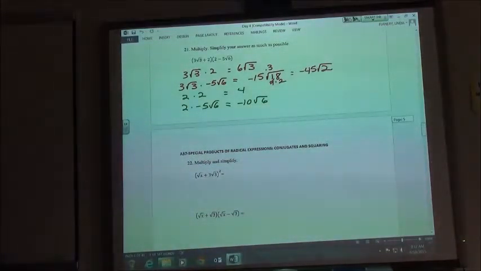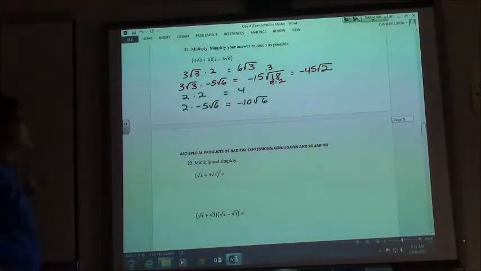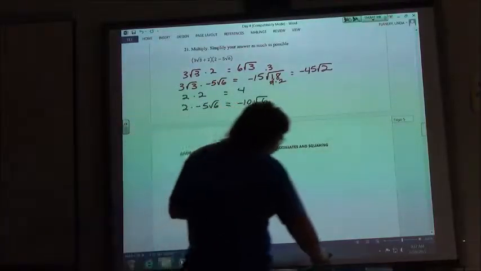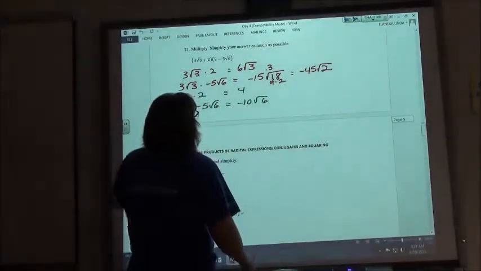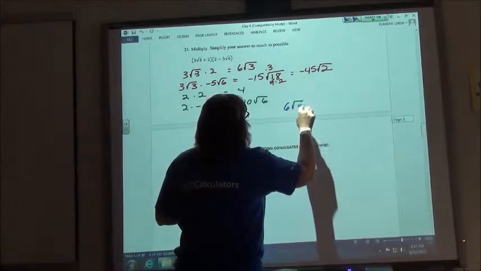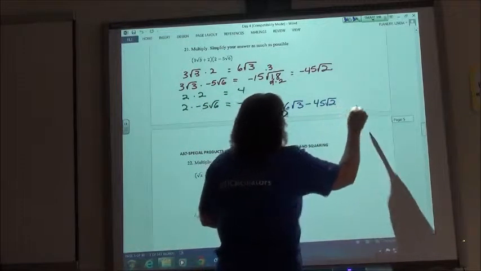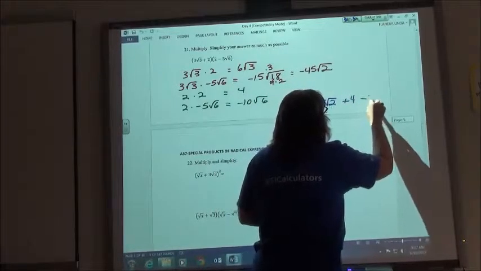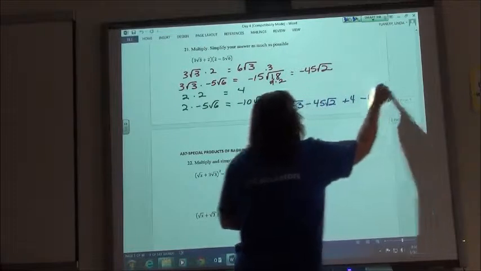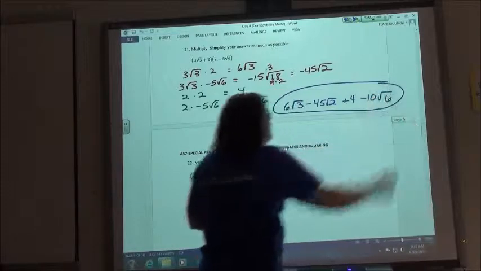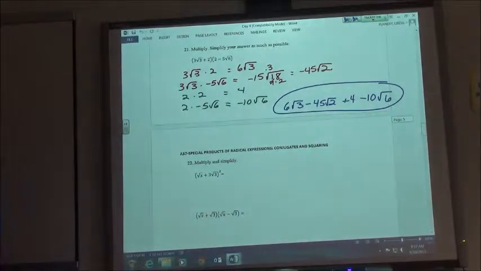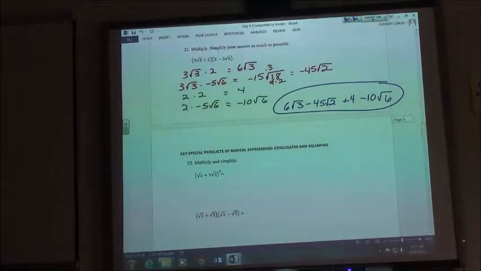Now if I look at that list, I don't have a single value that is a like term. So on my answer, I'm just listing all 4 of my answers. I got 6 square root of 3 minus 45 square root of 2 plus 4 minus 10 square root of 6. Doesn't really matter which order you put them in, just so you put them all in and you have the correct signs in front. But that's going to be my answer then.